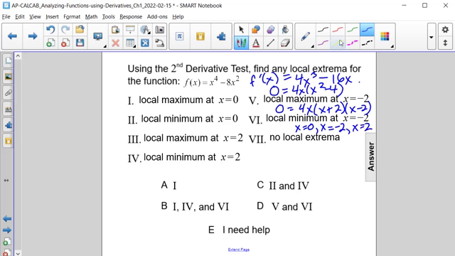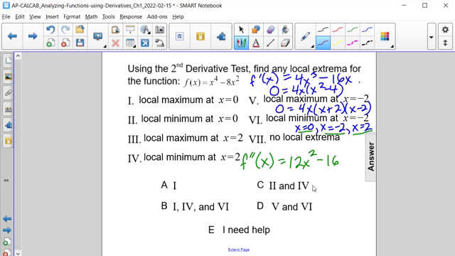So now what we can do is find the second derivative. So f double prime of x is equal to, well, 4 times 3 is 12, x squared minus 16. And now from here, we can take our x equals 0, -2, and +2, substitute them in, and figure out what type of number we get.